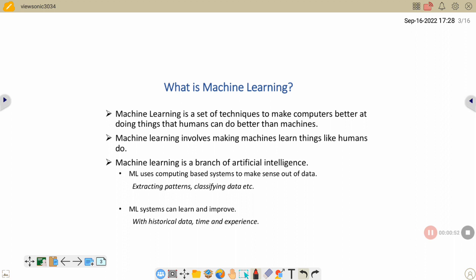Now, machine learning is a branch of artificial intelligence as well. So it is basically a subset of artificial intelligence. Here we use computing based systems to make sense out of the data. So we are actually analyzing the data set which we feed into the machine. Like we try to extract patterns out of it, we try to classify the data, etc. Also, ML systems can learn and improve with historical data, time and experience.